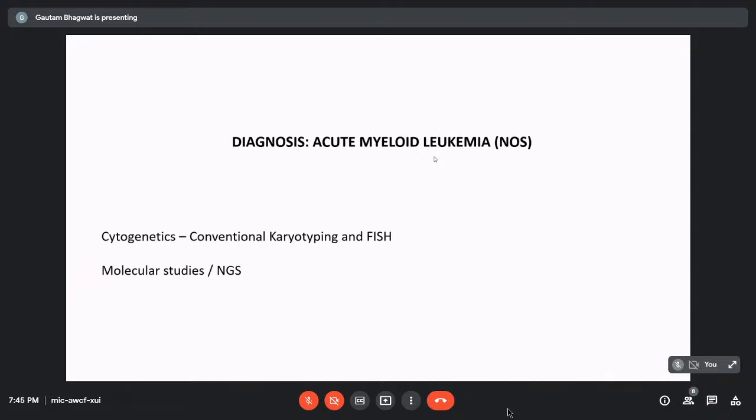Now, by telling that it is acute myeloid leukemia NOS, the information being given to the clinician is that you need to do further tests, which are cytogenetics, so conventional karyotyping and FISH, and second, the molecular studies for various NPM1, FLT3, etc. Once we get the information from the cytogenetics or the molecular department, we would give a comprehensive diagnosis, and nowadays all tend to give a comprehensive diagnosis, that is acute myeloid leukemia NOS with presence of normal karyotype and say FLT3 mutation, because this holds great importance in the prognosis of the patient.